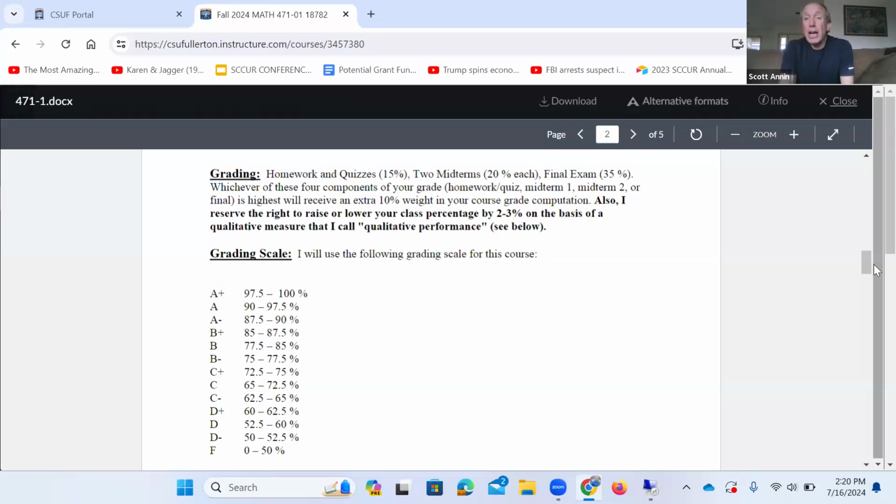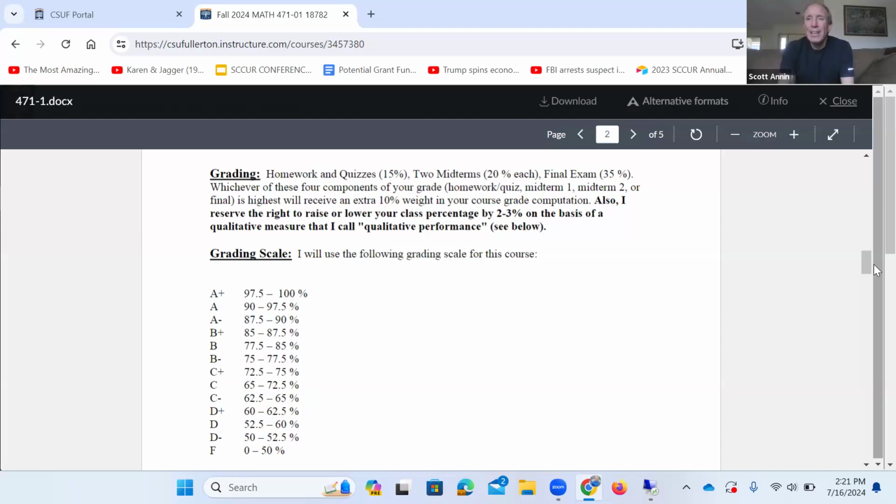Well, that's because whichever of those 4 parts of your grade, whether it's the homework or one of the midterms or the final, whichever you have the strongest performance on and have the highest score on, I'm going to make it count for an extra 10% of the weight in your grade. So if you have a really strong final and that's the best part of your semester, then I'll count that final exam for 45% of your grade instead of 35%. Or if you're super solid on the homework and you're always making sure that you're turning things in that are solid and clear and good, and that's the best part of your grade, then I'll count that for 25% of your grade instead of 15%.